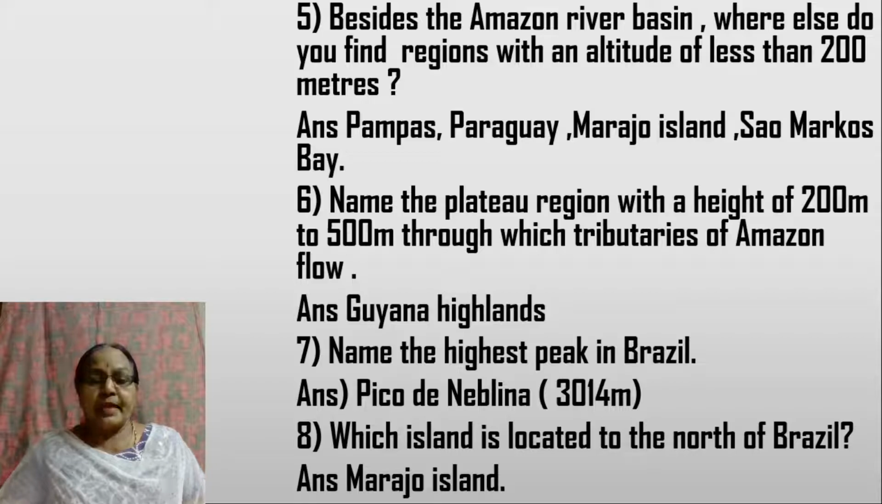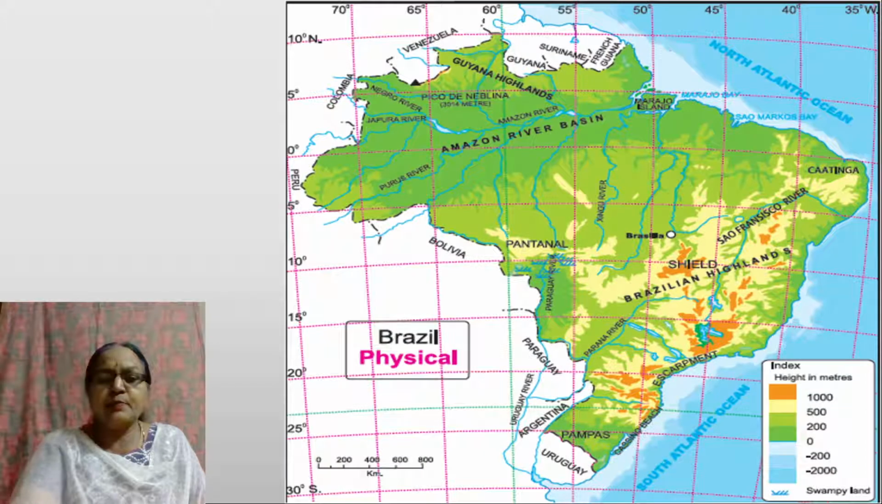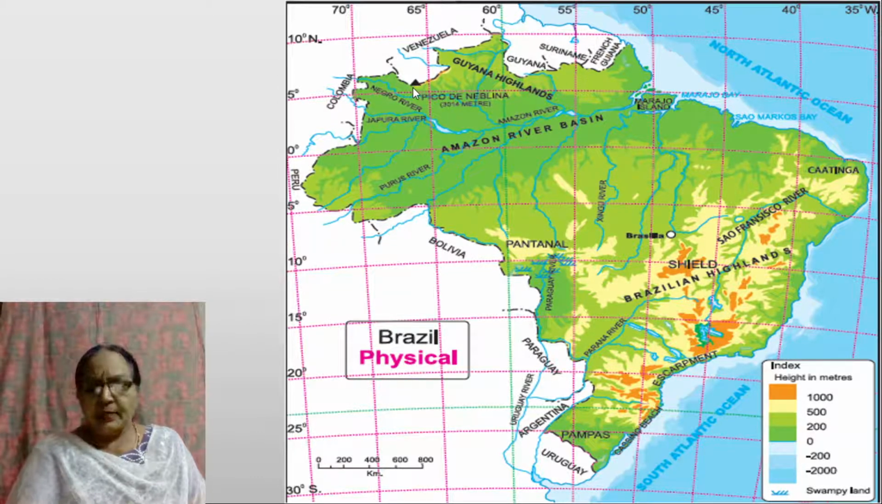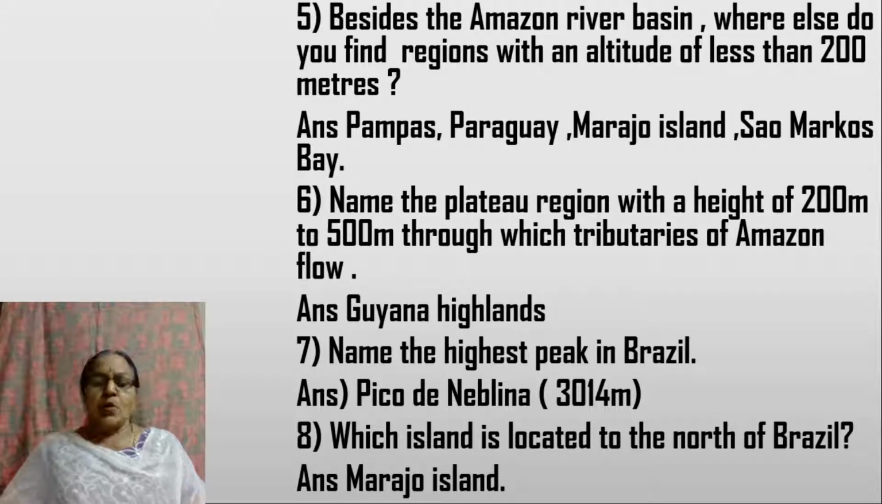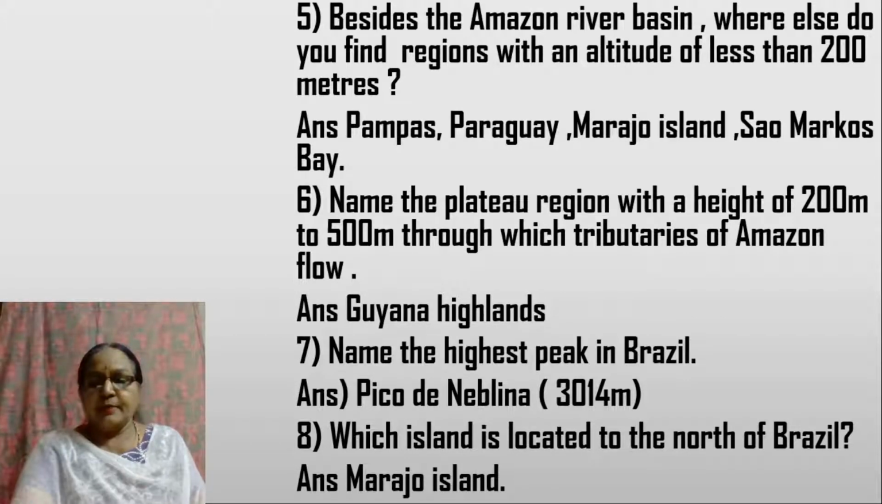Then name the highest peak in Brazil. I showed you where this is. The highest peak in Brazil is Pico da Neblina. Can you see? This is 3014 meters. Then, which island is located to the north of Brazil? It is Marajo Island, which is formed as a result of deposition of sediment.